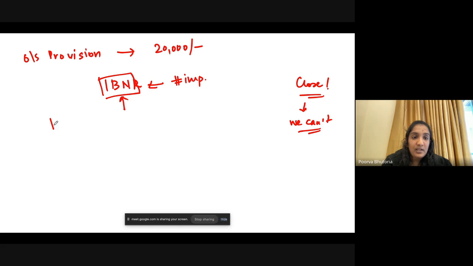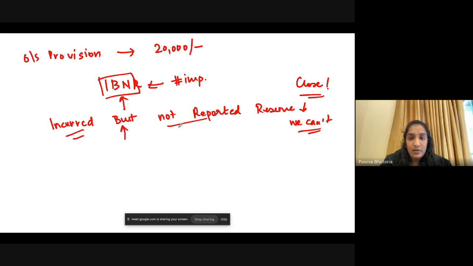What is IBNR? It is incurred but not reported reserve. Okay. Incurred but not reported. Let's say the car met with an accident on December 31st. It did not come and tell the insurance company right then on December 31.